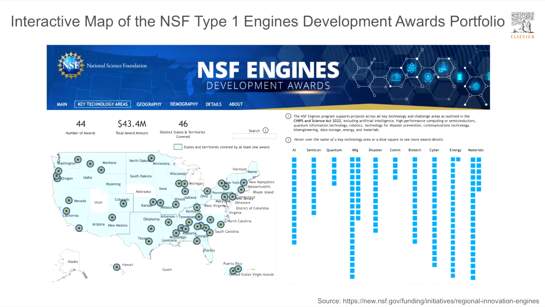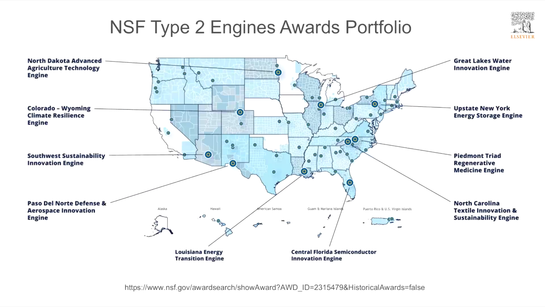When Congress in the US asks, what are you doing in these areas? This is a very simple pictorial representation. The really serious money is in the Type 2 Engines Awards. And the first cohort of 10 of these were just announced recently. And these are awards of up to $160 million for a period of up to a decade. And again, they're spread out around the country.